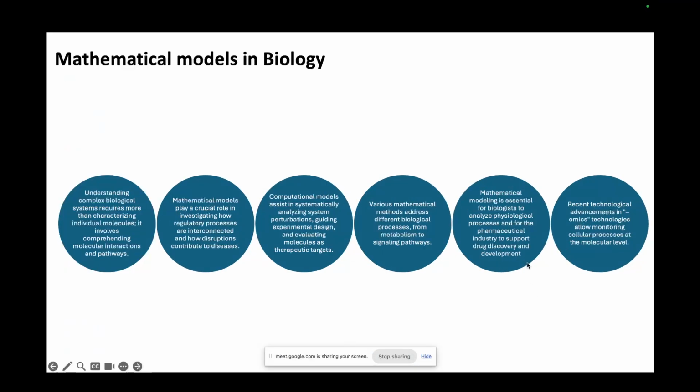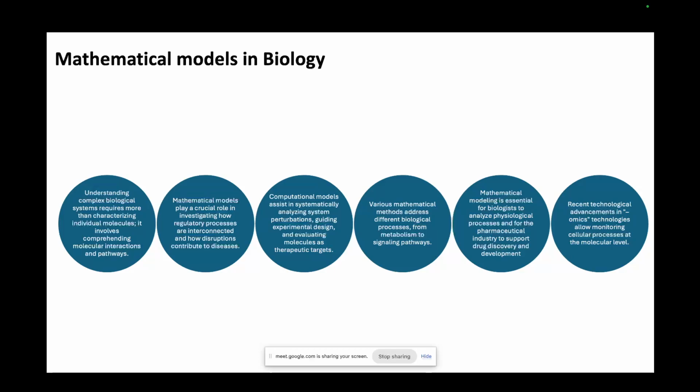And models provide a crucial role in investigating how regulatory processes are interconnected and how disruptions of particular processes can contribute to a disease. These models help us systematically analyze system perturbations, guide experimental design, and evaluate molecules as therapeutic targets.